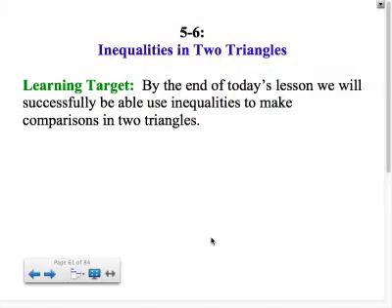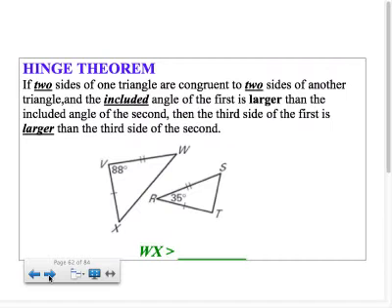In section 6, we're going to build off section 5. If you recall, section 5 dealt with inequalities that occur within one triangle. In section 6, we're looking at inequalities that occur within two triangles. So the hinge theorem is the big one from this section.